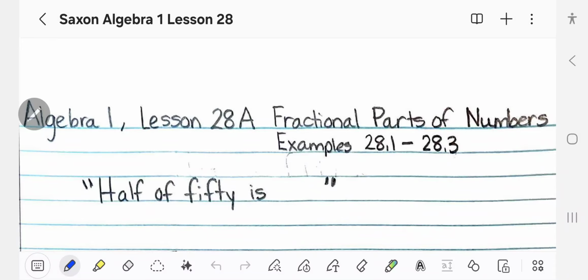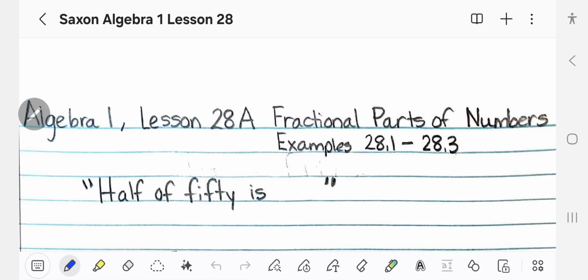This is Algebra 1, Lesson 28A, Fractional Parts of Numbers. We're going to do examples 28.1 through 28.3. I threw in my own example at the beginning. This is something you're probably familiar with.